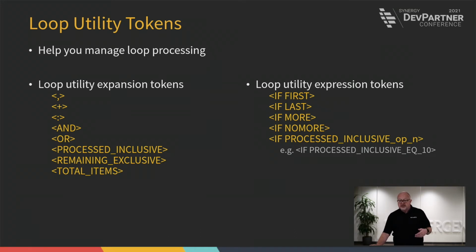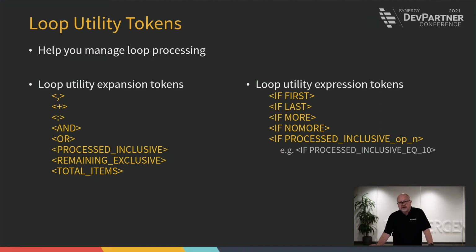And then you can also use this one, which is kind of natty. This basically says, if processed inclusive operator n, the example there shows you how you can use it. If processed inclusive is 10, then we want to do something special. So you can use this kind of expression to implement paging. If you wanted to break something every 10 and start a new one, you could use processed exclusive EQ 10, then terminate the previous one and start whatever the next one is and carry on.